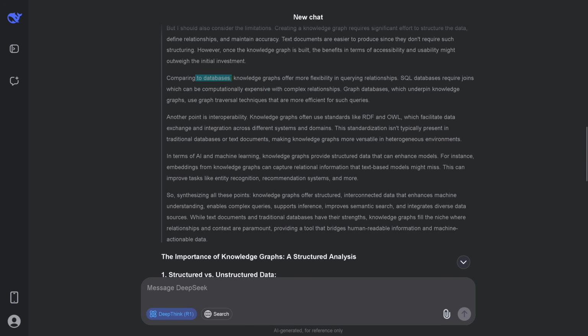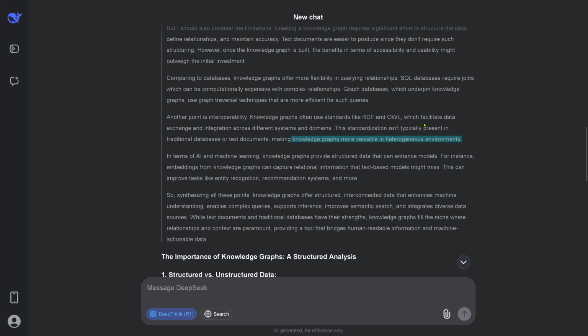And comparing to databases, tells me R1, knowledge graphs offer more flexibility in querying the relationships. SQL databases require joins, our old friends, which can be computationally expensive with complex relationships. Graph databases, which underpin knowledge graphs, use graph traversal techniques that are more efficient for such queries. Another point is interoperability. Knowledge graphs often use standards like RDF or OWL, which facilitate data exchange and integration across different systems and domains. This standardization isn't typically present in traditional databases or text documents, making knowledge graphs more versatile in heterogeneous environments.